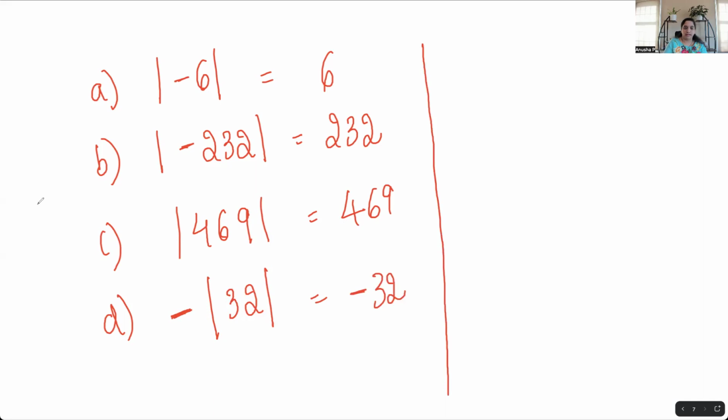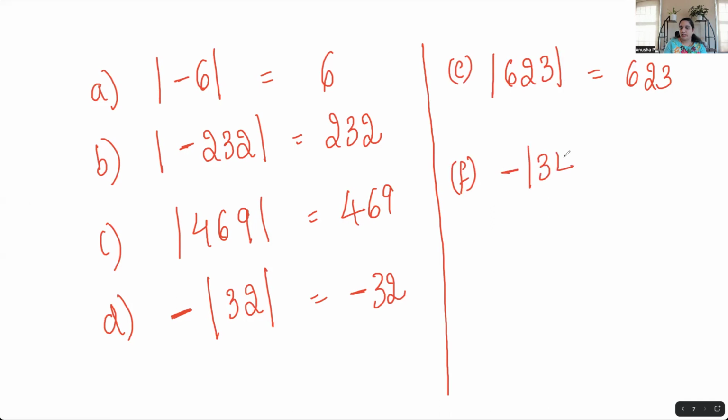Okay, let us do a few more examples. So what is the absolute value of 623? Okay, so the absolute value of positive 623 is 623. Now, what is the minus absolute value of 349? Here, the minus is outside the absolute value. It is not inside the two parallel lines. So you will keep the minus as it is and then you will write it as 349. Okay?